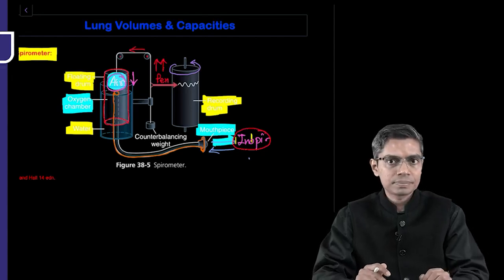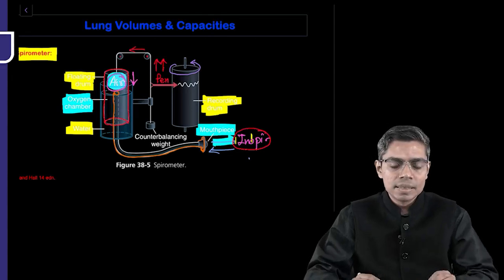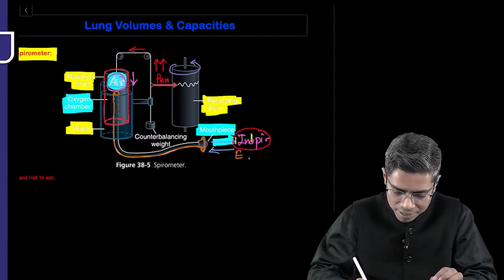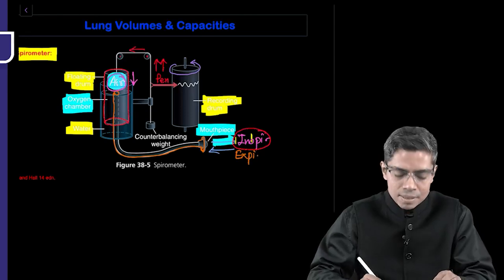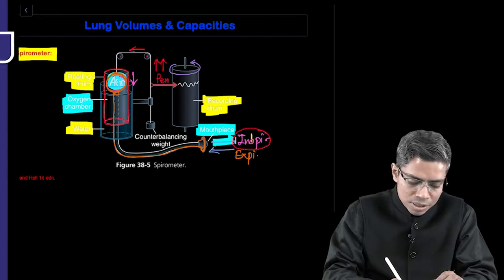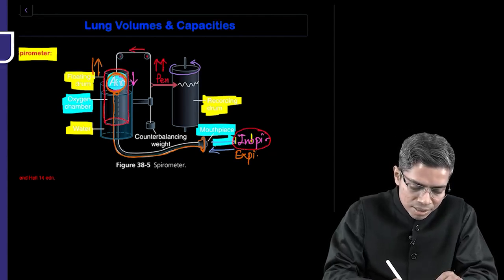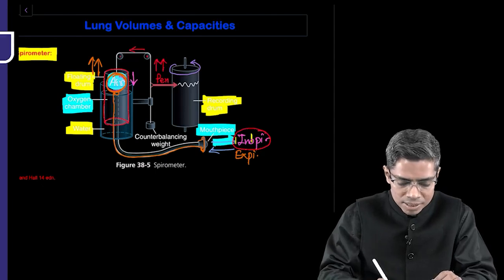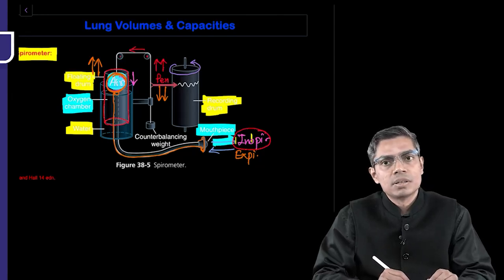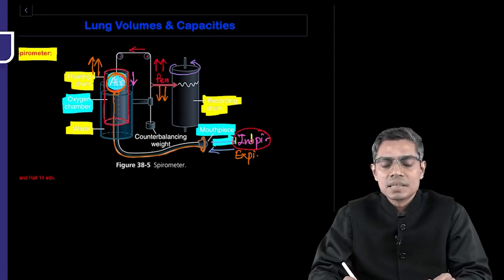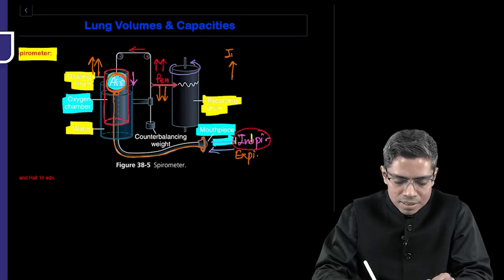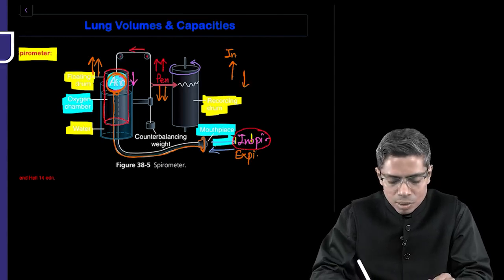So this way, if you look at expiration, suppose the subject is doing expiration, so what will happen? Some extra air is going to enter inside this drum, so the drum will move in the upward direction. If the drum is moving in the upward direction, then ultimately the pen is going to move in the downward direction. So the bottom line of our understanding is that upward movement of spirometer recording means inspiratory recording, downward movement means expiratory recording.